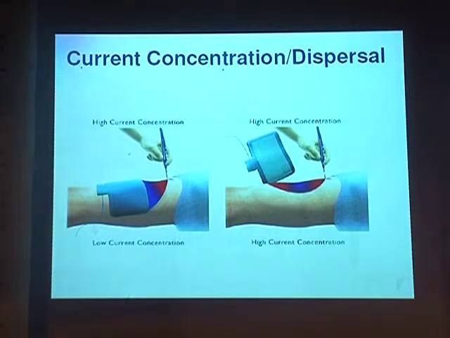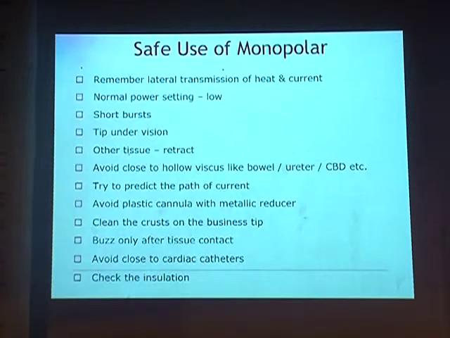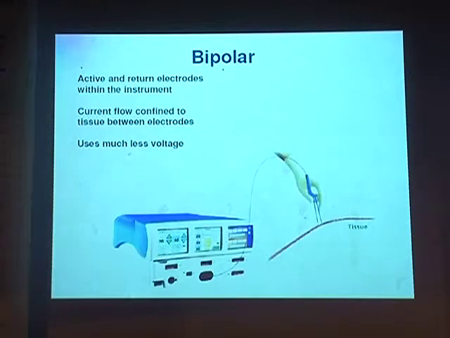Otherwise, the current density of that area will be higher and the patient can get a burn on that area, alternate-site burns. Safe use of monopolar: these are the things to follow. It should be short burst, the tip should be under vision in laparoscopy, and only tissue contact, never in open, because I will talk about open circuit and closed circuits. So it should be safely used, and definitely all instruments should be checked for their insulation, very specific for laparoscopy when you use any electrosurgical units.